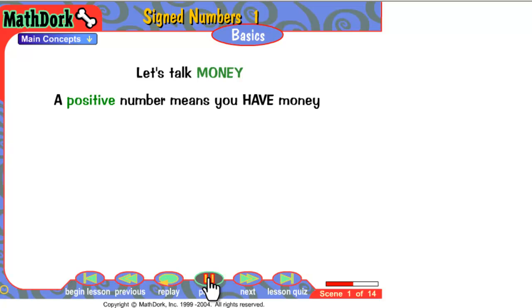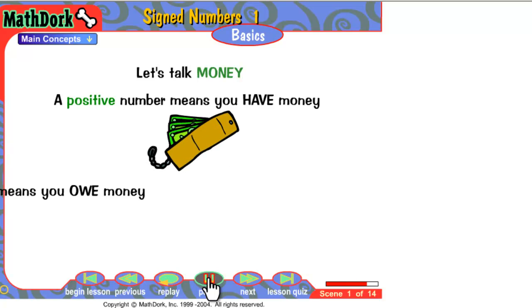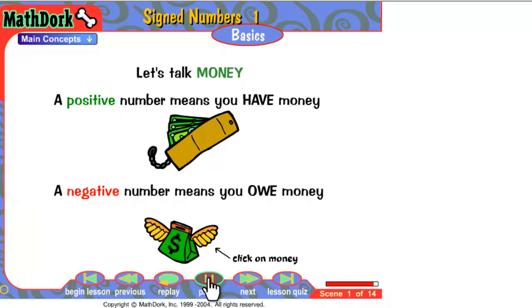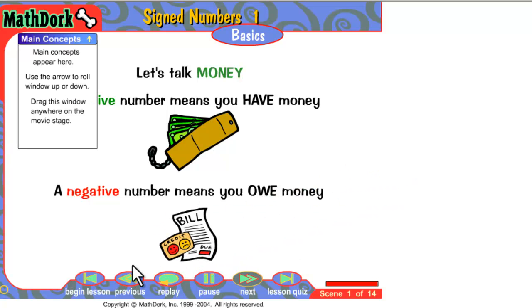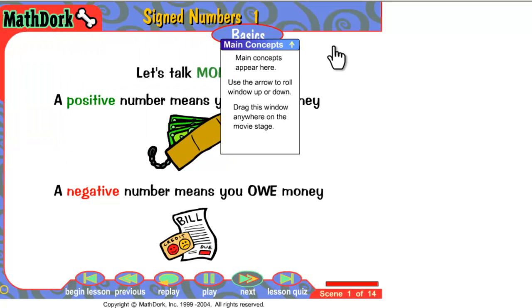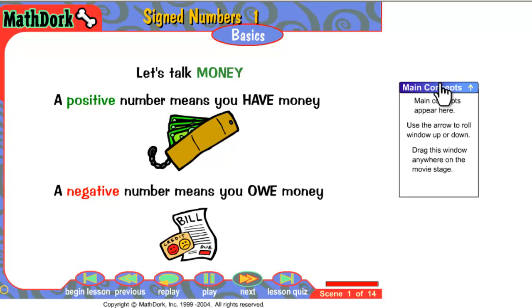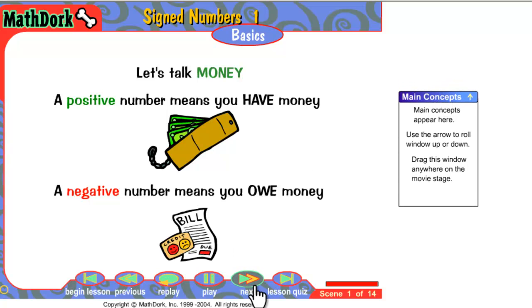Let's talk money. A positive number means you have money. A negative number means you owe money, so we need to click on the money. What happens here is they give you a main concepts box which summarizes each slide. We'll just move that over here out of the way for now and continue by clicking next.